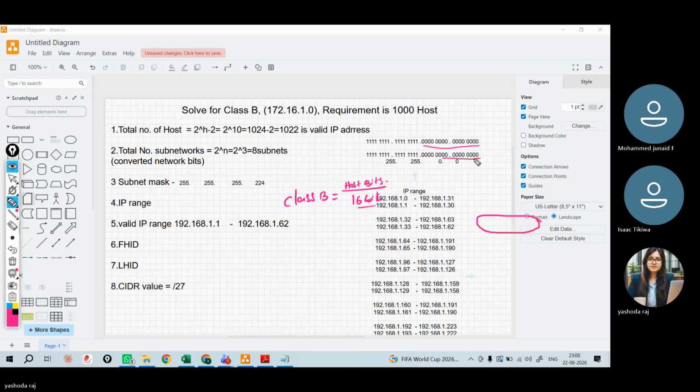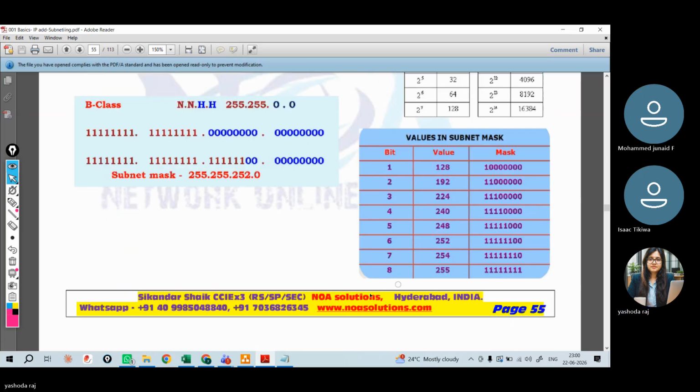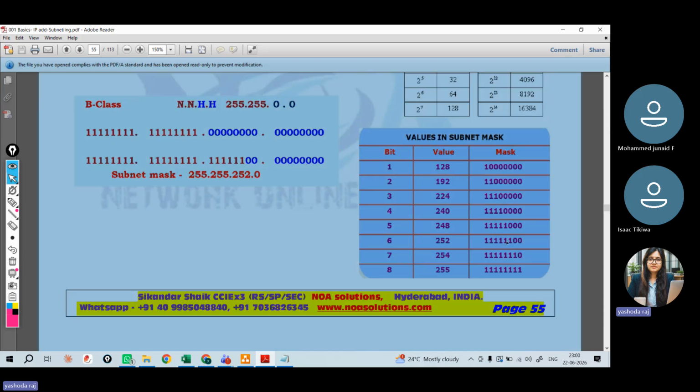10, which is 8 plus 2, right? Up to here. So 1, 2, 3, 4, 5, 6. That means 6 bits are turned on. What is the value if 6 bits are turned on? Is this the one, 252? 1, 2, 3, 4, 5, 6 bits are turned on, right? So I can take this.